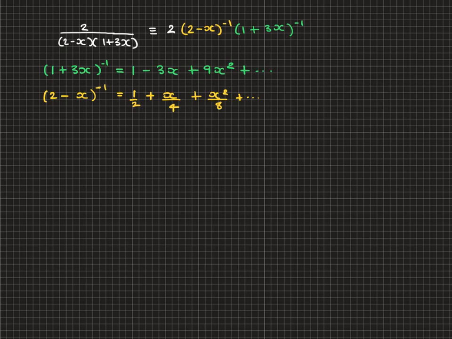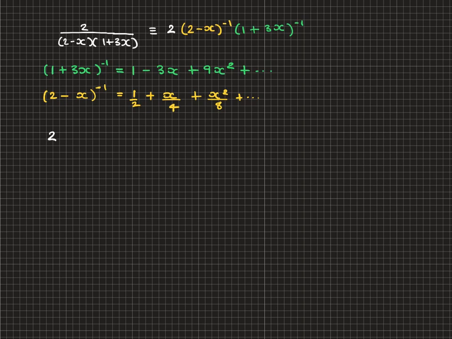So let's gather the information that we have so far. We've rewritten 2 over (2 minus x)(1 plus 3x) as a product of (2 minus x) to the negative 1 and (1 plus 3x) to the negative 1. We've then used the binomial expansion to expand up to the term including x squared for both (2 minus x) to the negative 1 and (1 plus 3x) to the negative 1. We're now going to take the product of these three.